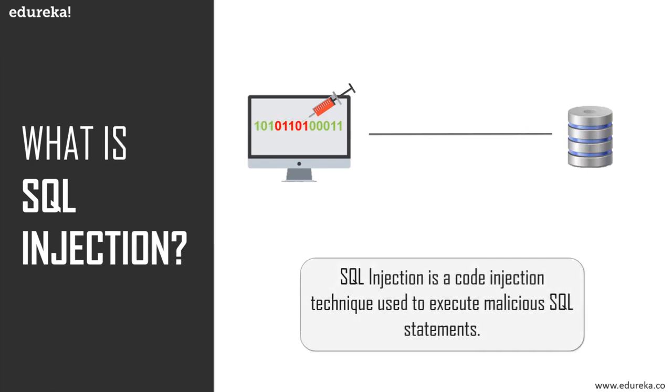So SQL injection is a code injection technique which is used to execute malicious SQL statements on the database. Basically, an SQL injection attack is something that you use to take over database servers. Now that you've got a high level understanding of what SQL injection is, let's understand how SQL injection works.